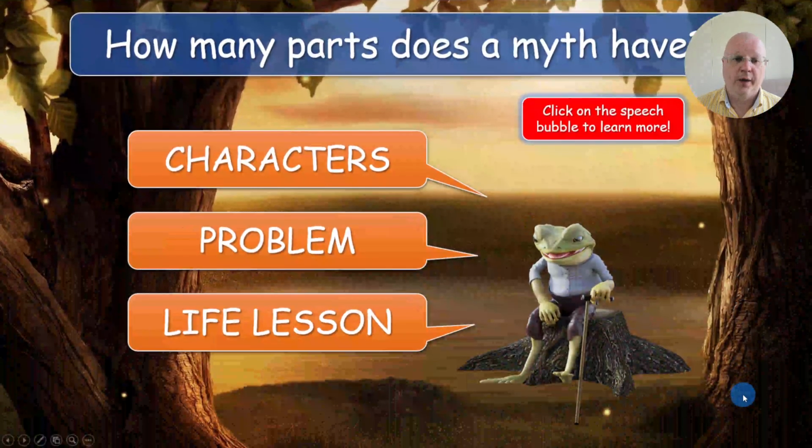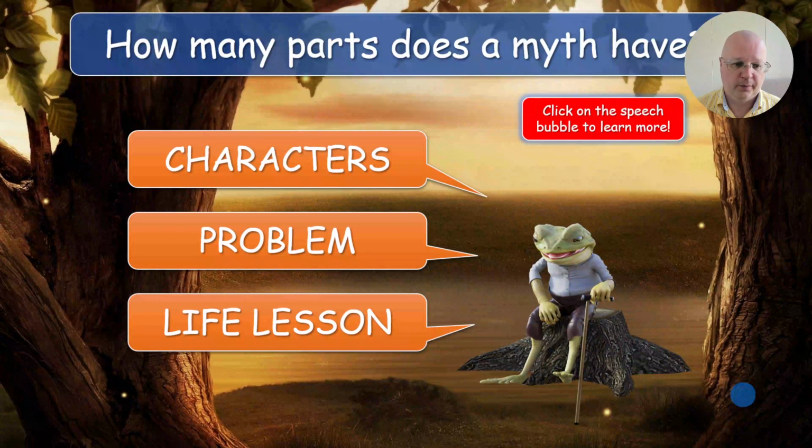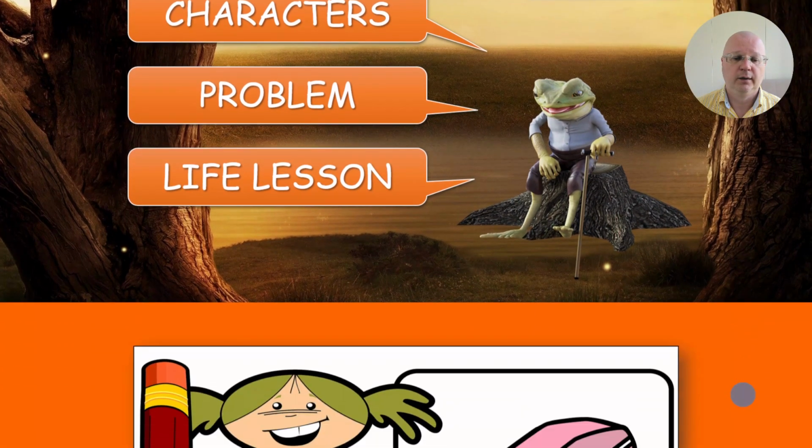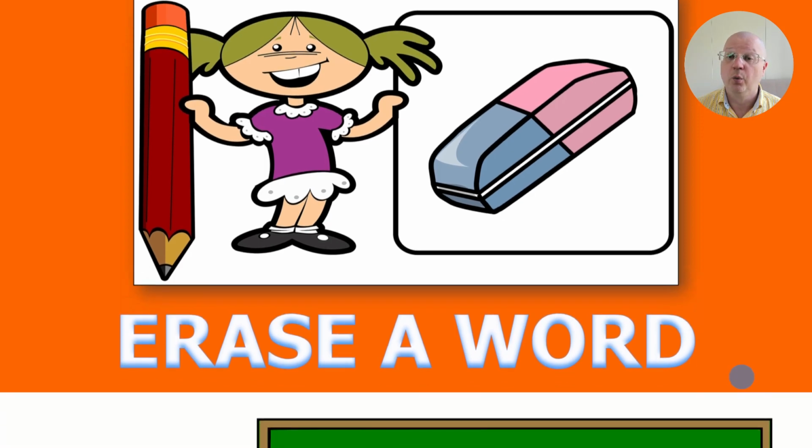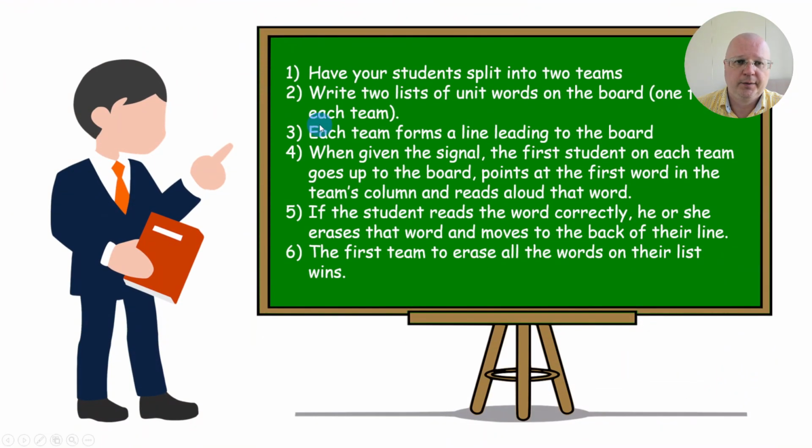All right, so when you go through all the three myth elements, then click next, and here's the first exercise that you can do together. It's called erase a word. How do we do that? Have your students split into two teams. Write two lists of unit words on the board, one for each team.